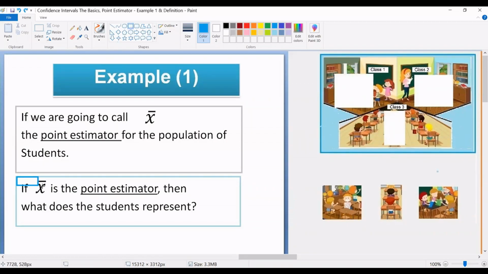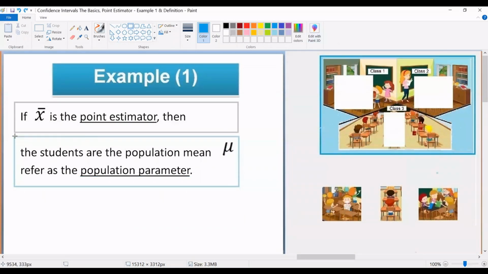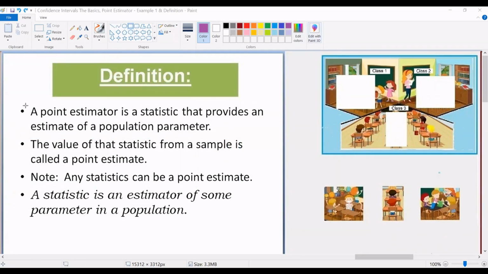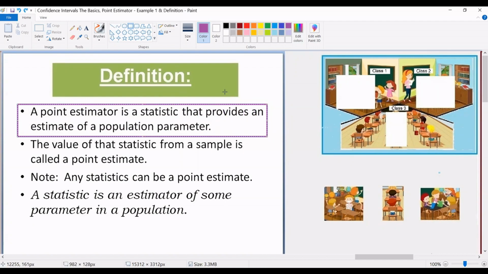If X bar is the point estimator, then what do the students represent? The students are the population mean, mu, referred to as the population parameter. From our first example, we can start developing a definition for point estimators and population parameters. So let's look at our first definition here. A point estimator is a statistic that provides an estimate of a population parameter.